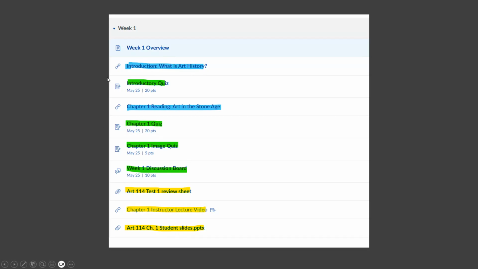So here's an example. It's not actually color-coded on your units, but the blue is the reading that you'll do. The green are the assignments that you're going to do. These are the MindTap quizzes. Okay, and then here is the discussion board. And then these yellow things I've highlighted, that's the review sheet. Those are all the terms and things you need to know. And then my lecture video, if you'd like to use that, but do use the slides. I think that's the helpful thing.